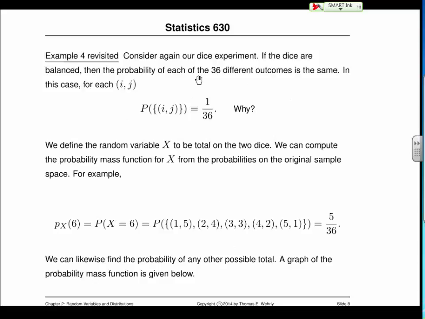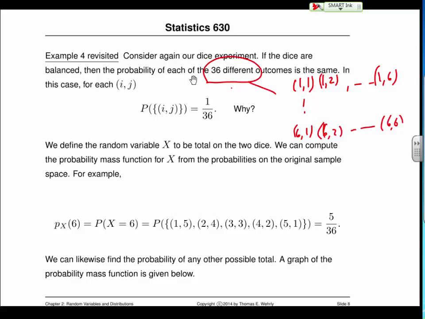Okay, let's go to the dice experiment, and we'll assume that we have fair dice. We toss the pair of dice, and we can get outcomes 1, 1, 1, 2, up through 1, 6, and then 6, 1, 6, 2, up through 6, 6. So there are 36 different outcomes here. And if the dice are fair, the probability is exactly the same for all of them. So for any pair i and j, we get probability 1/36 for the ordered sequence of numbers.